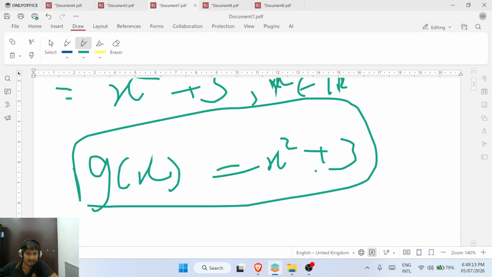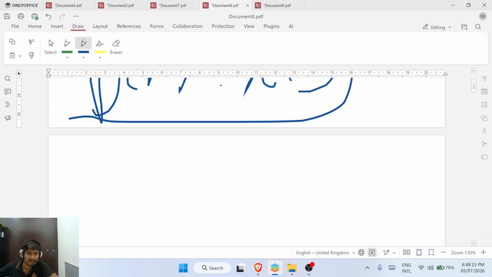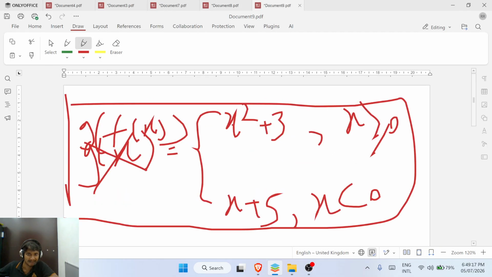For x greater than or equal to 0, x square plus 3. For x less than 0, x plus 5. That is how we write it finally in their style. g of f of x equals x square plus 3 for x greater than or equal to 0. g of f of x is equal to x plus 5 for x less than 0. This is the answer to the first question.